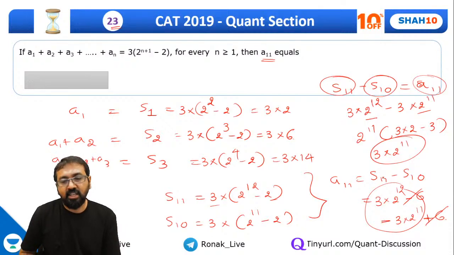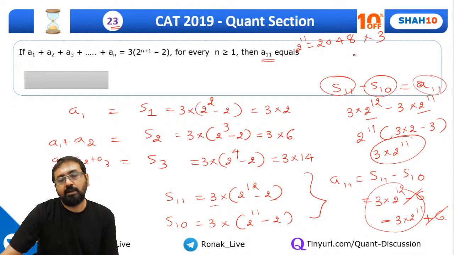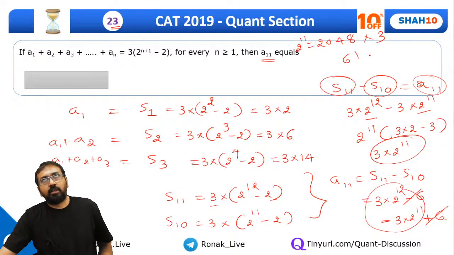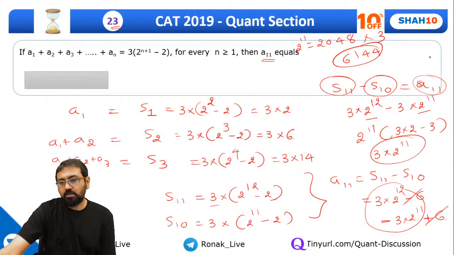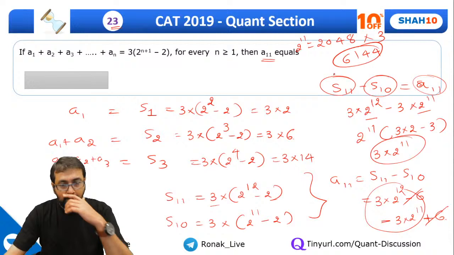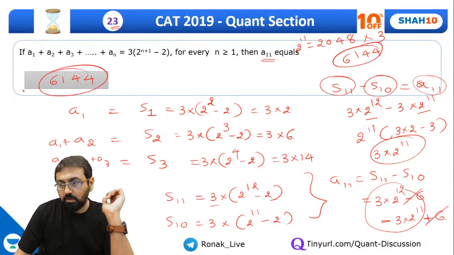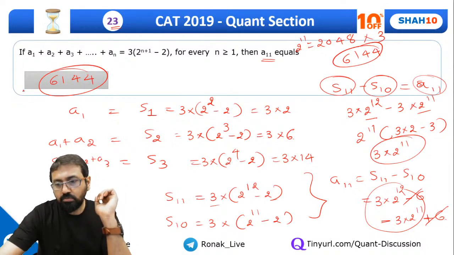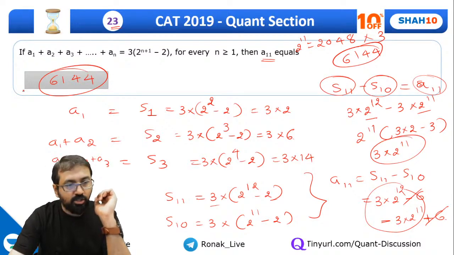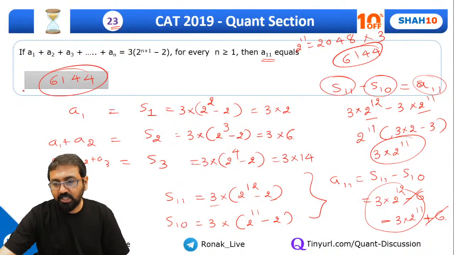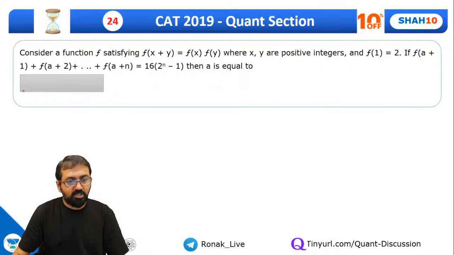Now what is 2 raised to 11? Everyone, it's 2048. 2 raised to 11 is 2048, into 3, so this will come out to be 6144. Yes, you will get the answer as 6144. 3 times 48 is 144. So this is how you should have solved this question, right? Fine guys. I don't know whether this is correct or not. Correct, it's correct. I'm just verifying it with the key. Okay, so let's go ahead with the next question.